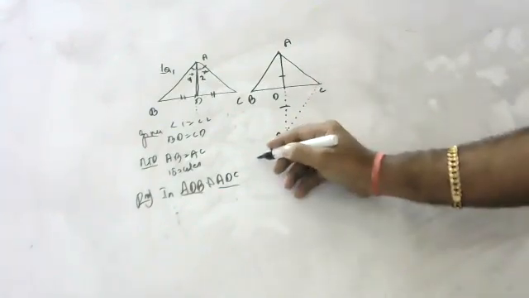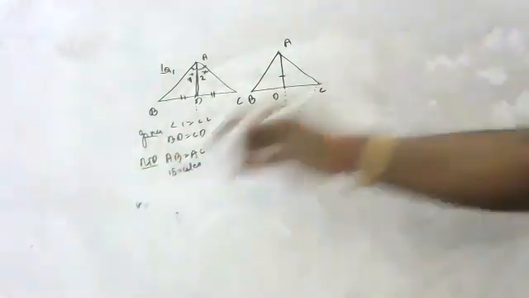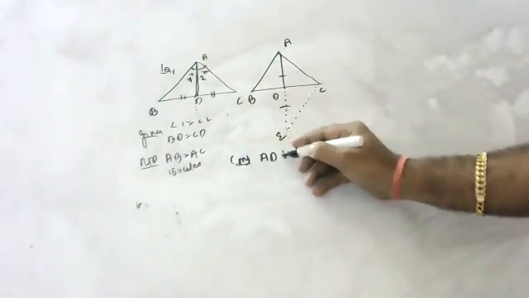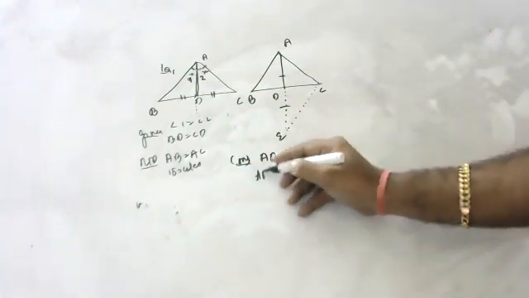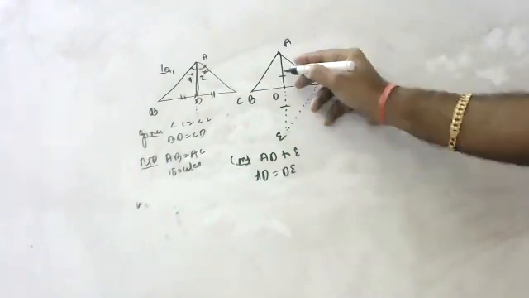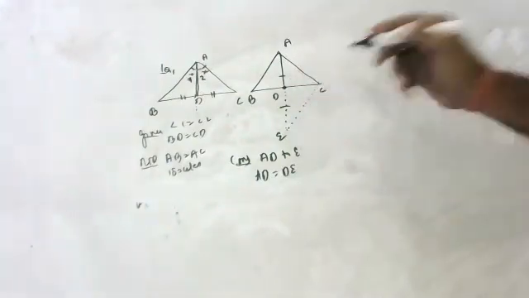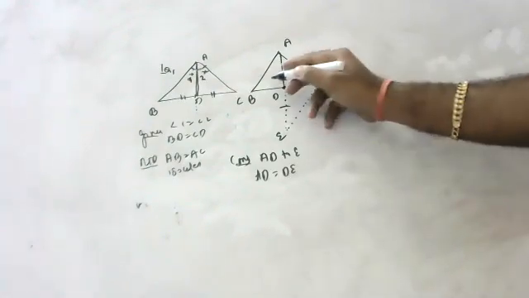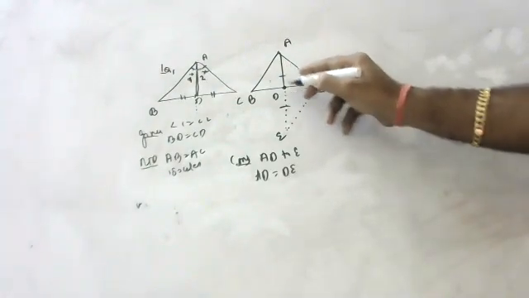Children, construction will be there here. What is the construction? We should extend AD to E such that AD is equal to DE. Such that AD is equal to DE. Now what happens? First let us take these both triangles.